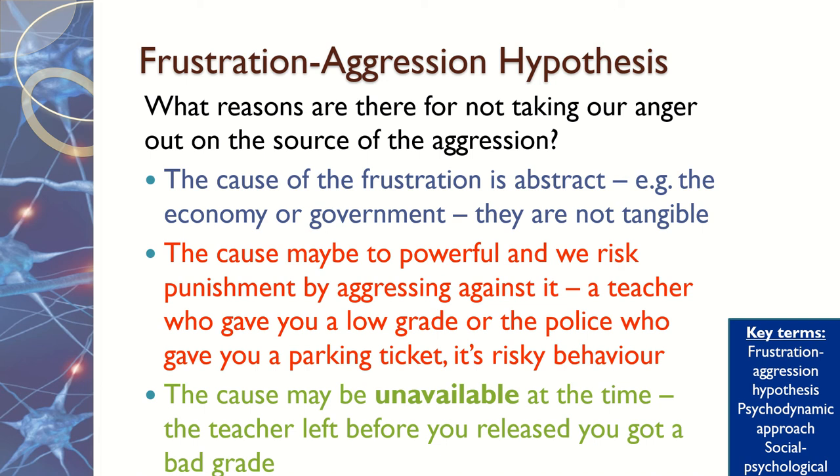If it's powerful, it might be a teacher, a member of the police, it could be your boss, and it's risky to take out your anger on these people because there will be consequences for it. And unavailable, it could be someone texted you, as I said, or the teacher left before you realise that you got a bad grade and you're annoyed at them and you can't do anything about it and you can't talk to them right now.